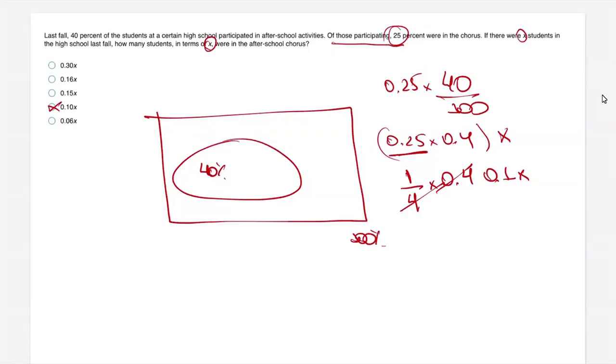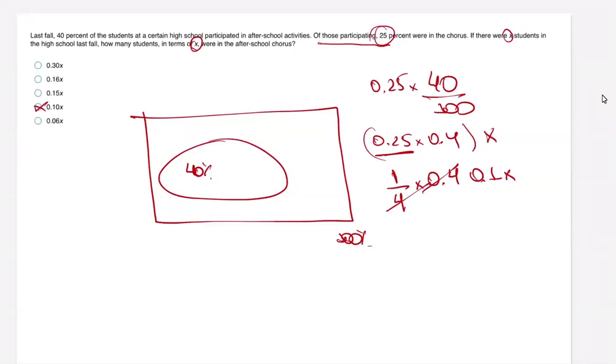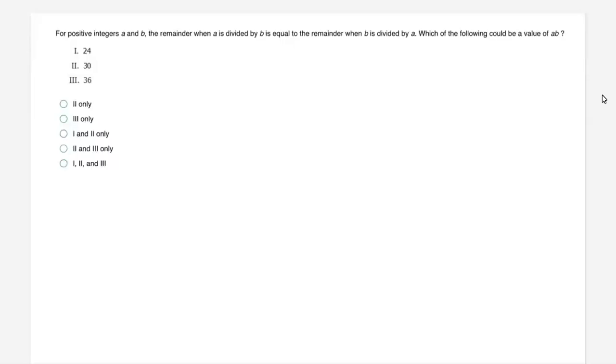Okay. This is very interesting, this question.